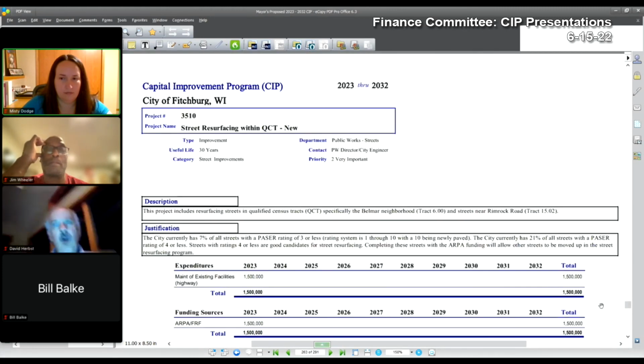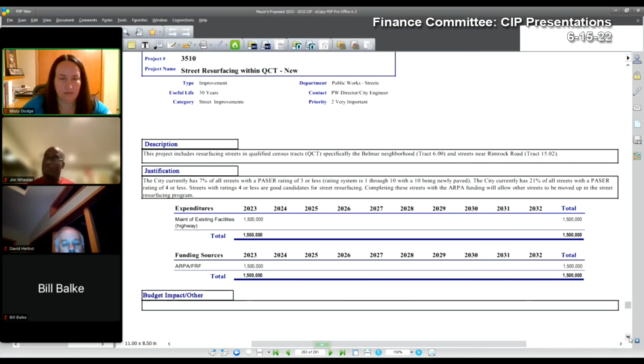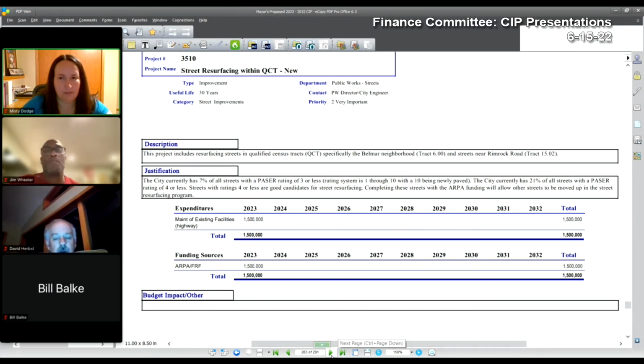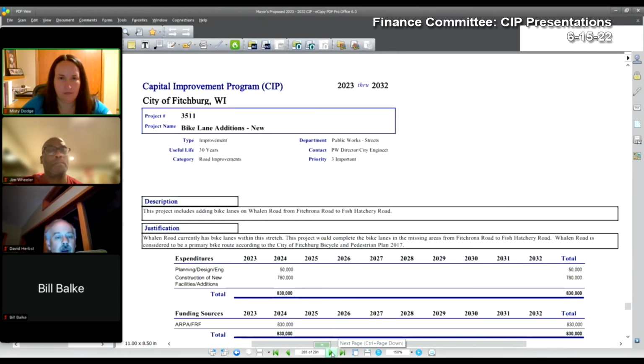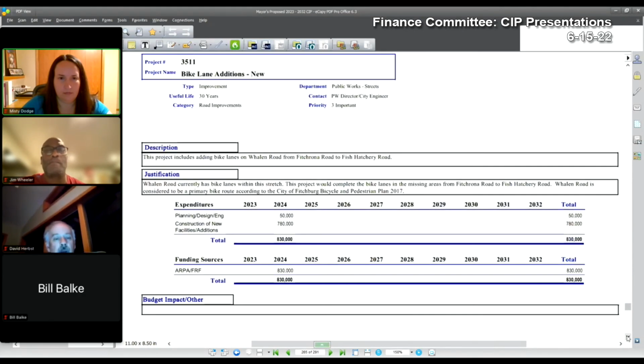3510, street resurfacing within qualified census tracts. This also is a new project. This would resurface roads within qualified census tracts that are on the city's list of pending projects. ARPA funding would be used to complete these projects, beginning with eligible streets in 2023. 3511, bike lane additions. This is a new project that would add bike lanes to Wayland Road from Fitchrona to Fish Hatchery. This road was identified for bike lanes in the 2017 bike and ped plan, and this would also use ARPA funding to construct those lanes in 2024.